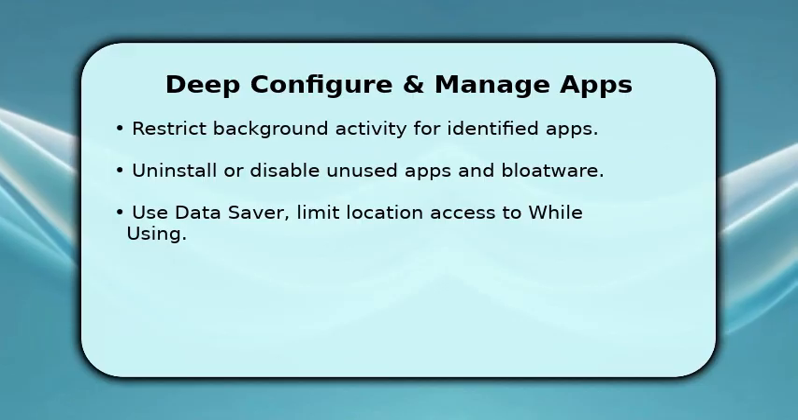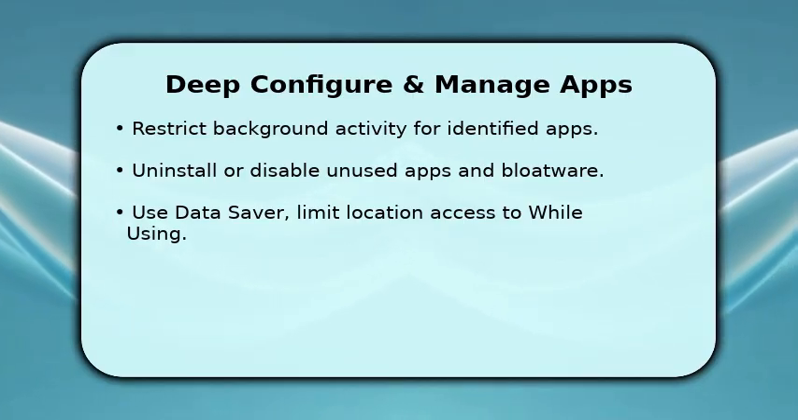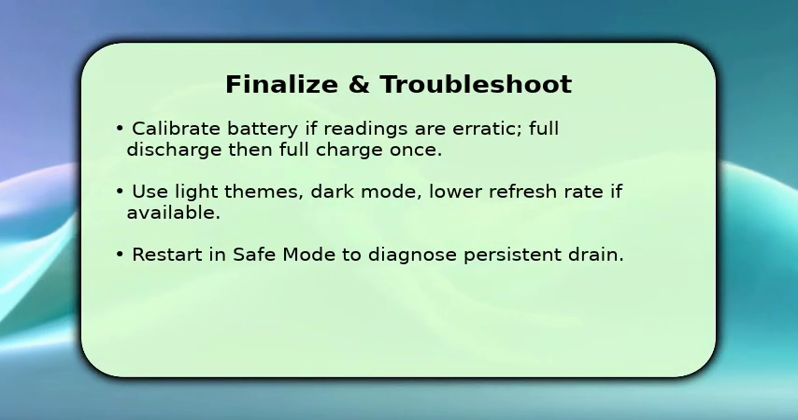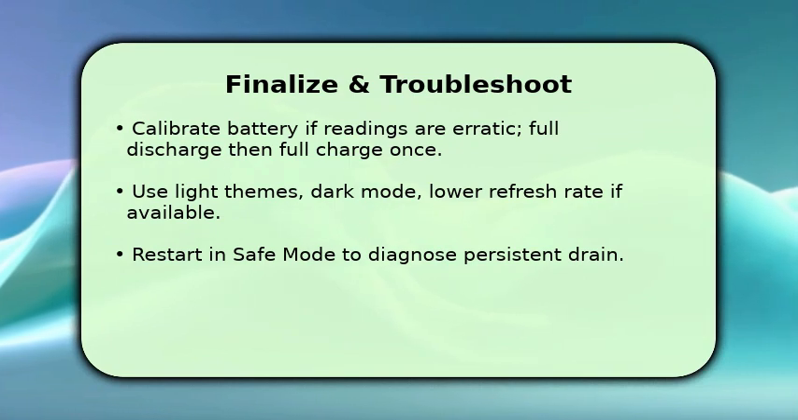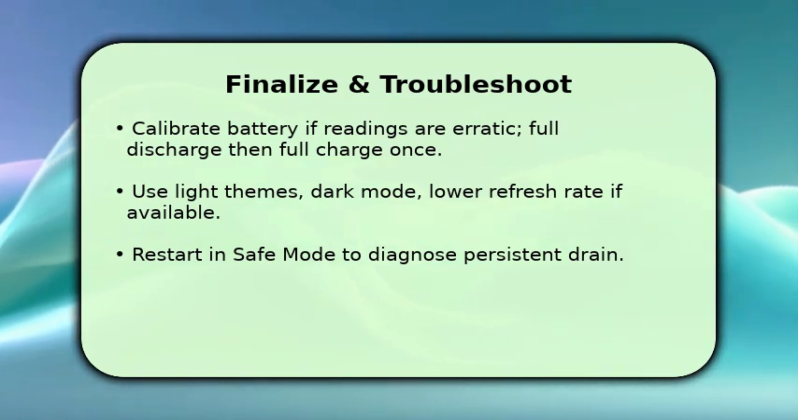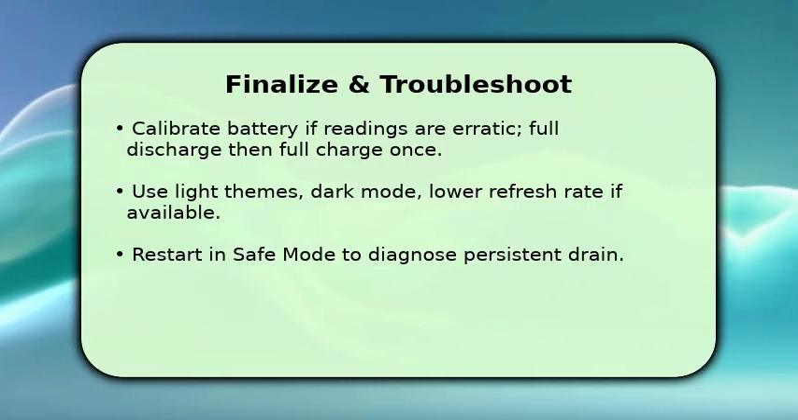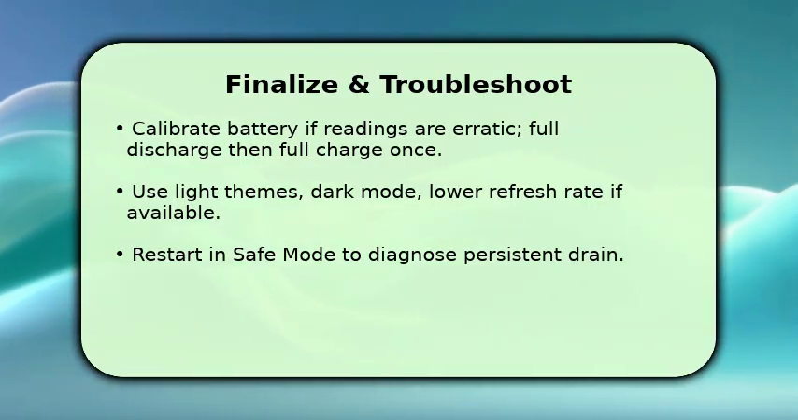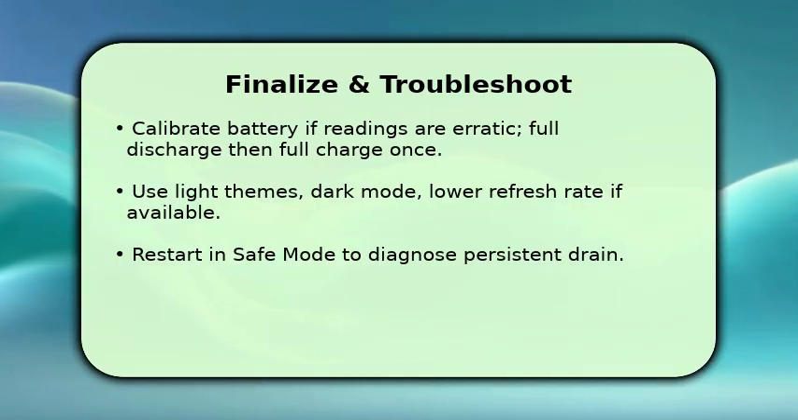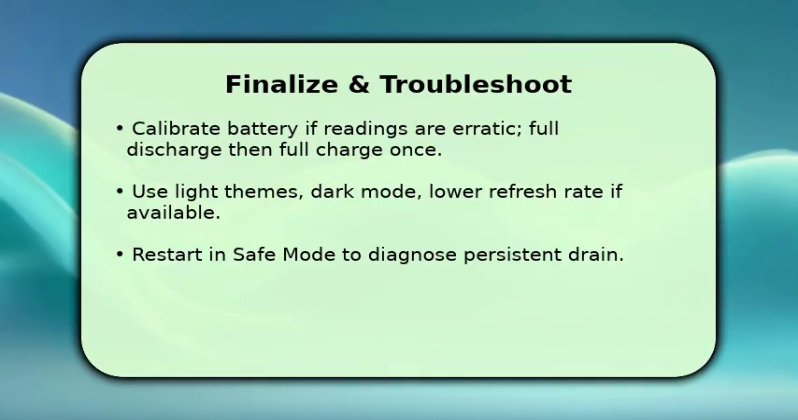To finish, lock in settings and run a day-long trial. Lower screen refresh rate, enable dark mode or light themes depending on panel efficiency, and reduce animation scales. If battery reporting looks wrong, calibrate by fully discharging then charging to 100% once. This can stabilize stats. If drain persists, restart into safe mode to see whether a third-party app is the culprit.